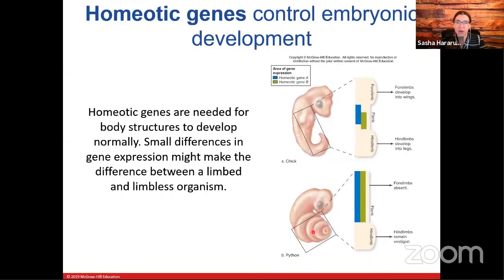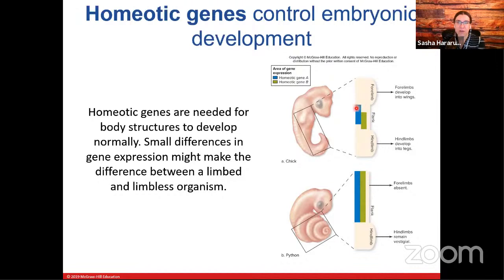In an embryo of a python, let's say we have the same genes, but both of them are expressed in the same body parts. So the cool thing about these abstracted genes A and B is that if only one of them is expressed, the limbs develop. But if both of them are expressed at the same time, no limbs develop.